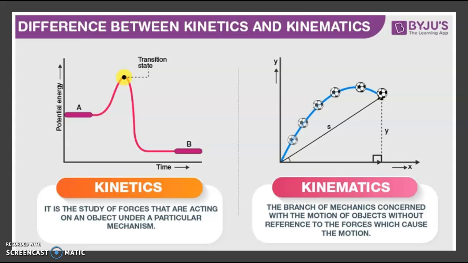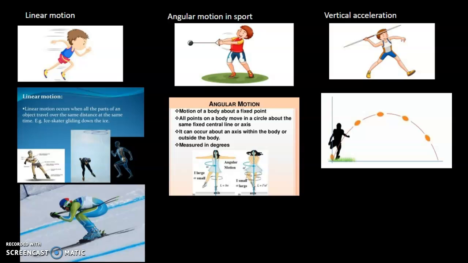Linear, curvilinear, and angular and general motion are linked with kinematics. Now on to areas. Linear motion is a one-dimensional motion along a straight line and can therefore be described using only one spatial dimension.